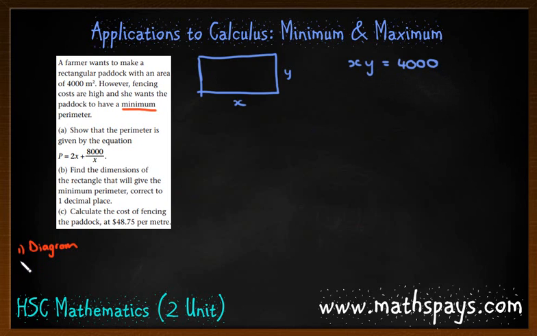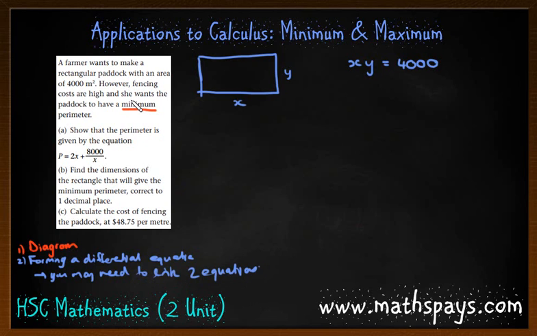And what you'll find is that you're looking at forming a differential equation, and a point you may need to link two equations, because what it says after that is, however, fencing costs are high, and she wants the paddock to have a minimum perimeter.